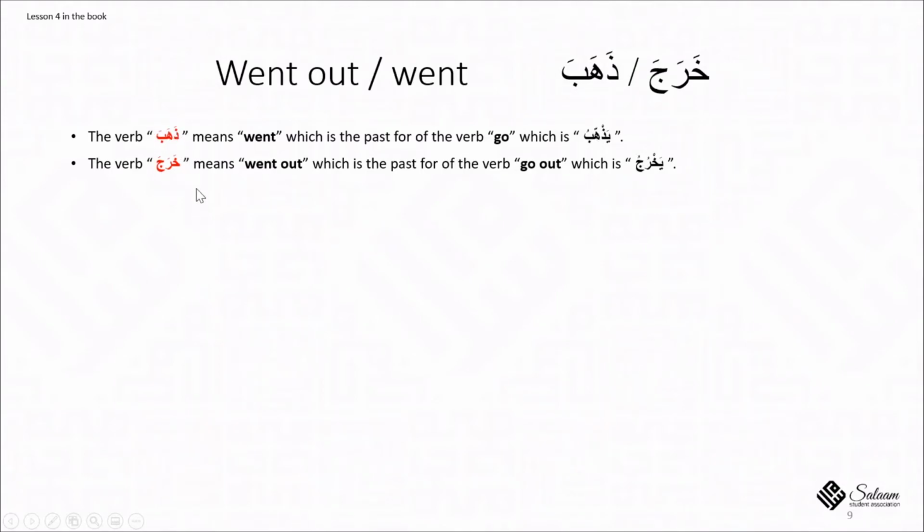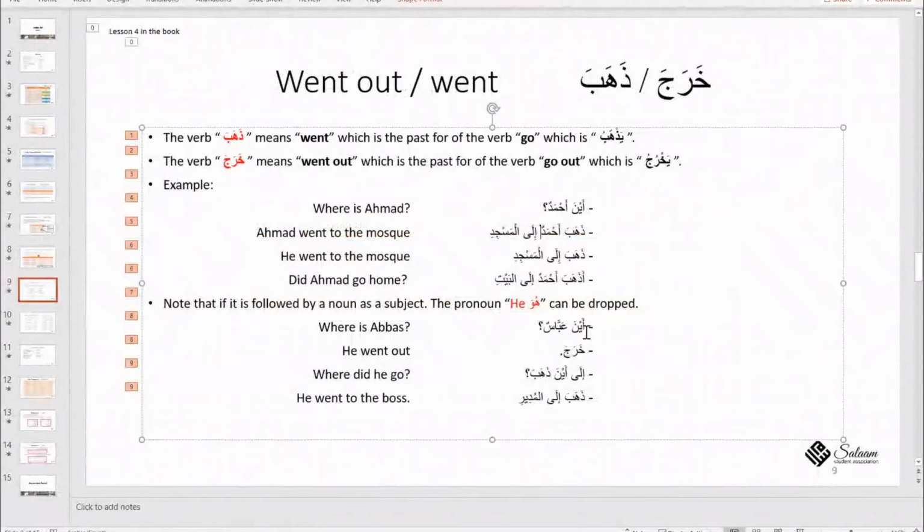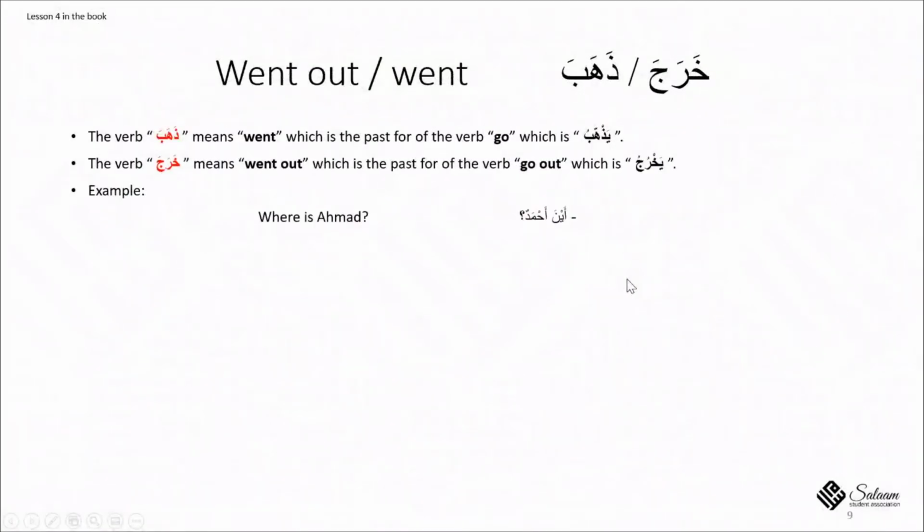ذهب and خرج. Example. أين أحمد. أين means where in Arabic. We're going to come to this inshallah in the next slide. أين أحمد. Where is أحمد? So we say ذهب أحمد. Sorry, أنا آسف. Sorry. أين أحمد؟ ذهب أحمد إلى المسجد.